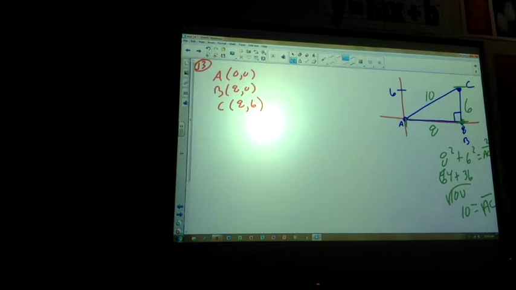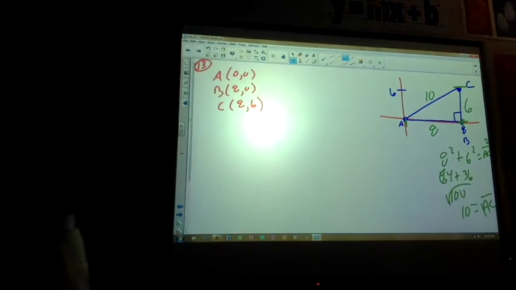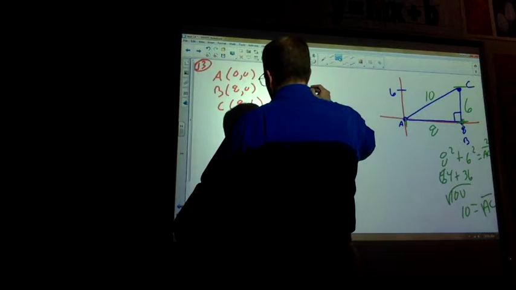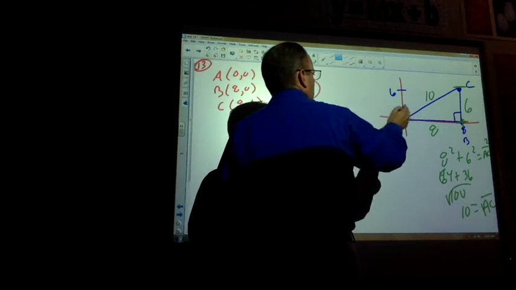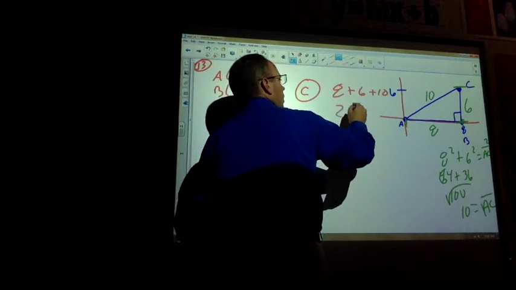Is everyone cool with how we found that? Could we have used the distance formula? Well, the distance formula is derived from the Pythagorean theorem, so I'd say yes. Find the perimeter. I'm just going to add them all up. So I have 8 plus 6 plus 10. That's 16, 26 units.